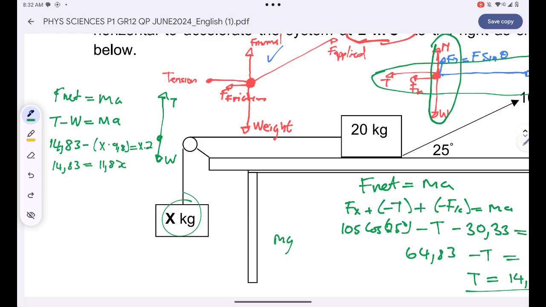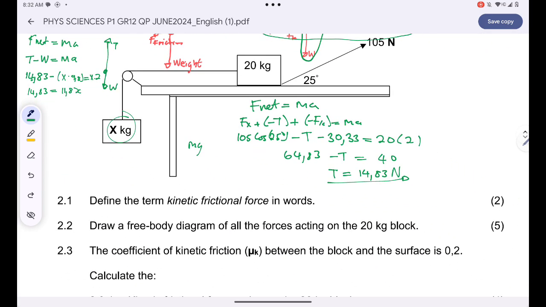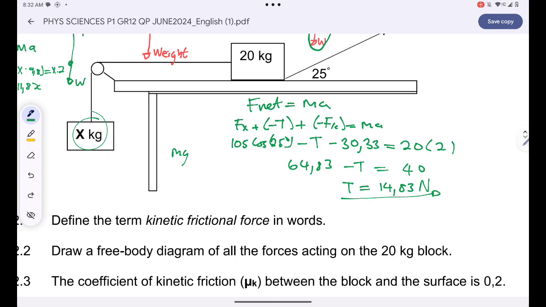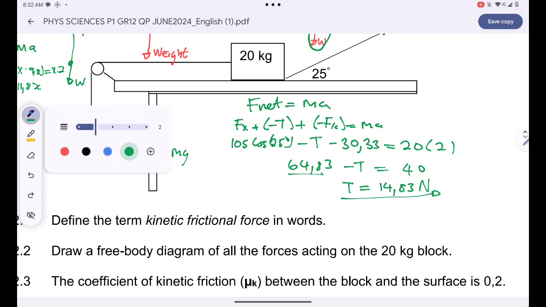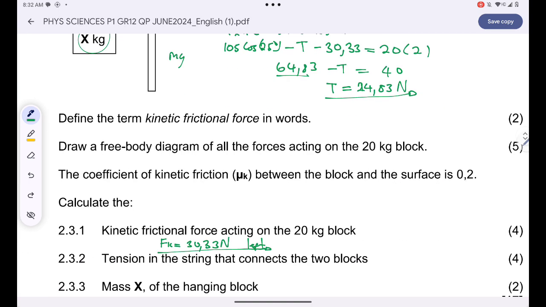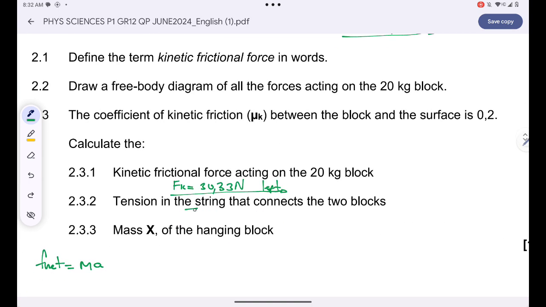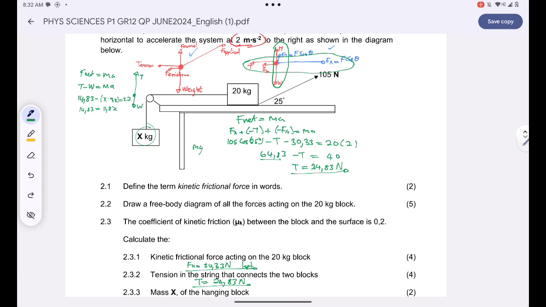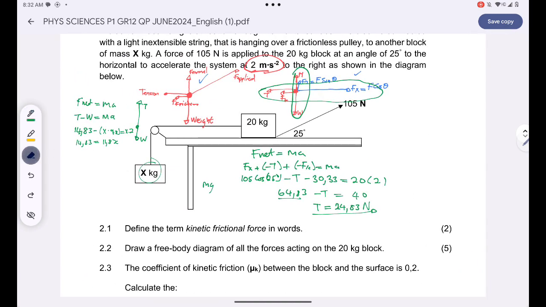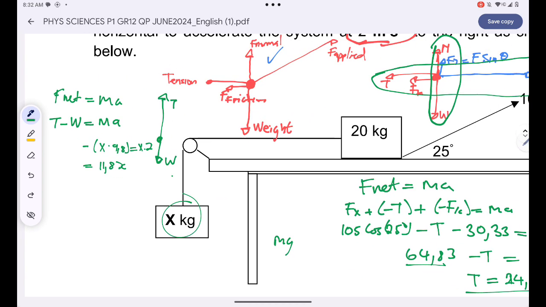Why did I say 14? Guys, my math. 64 minus 40. That's 24. My tension was 24, guys. Please fix that, right? The tension is just 24.83 newtons, right? It's not 14, guys. I'm so sorry about that. That's 24.83.